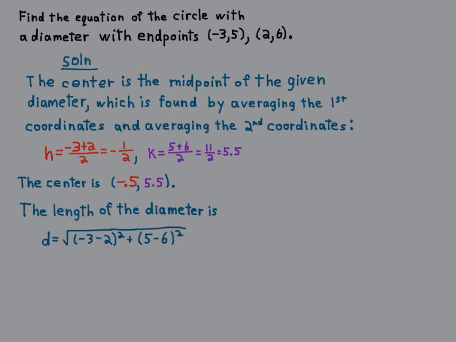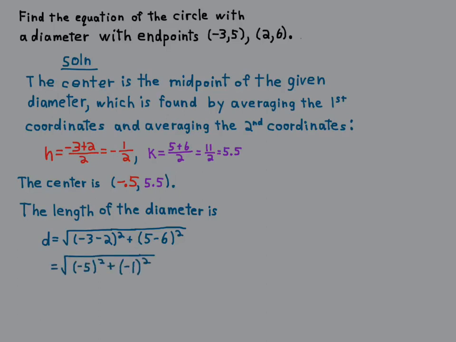D equals square root, and you take the difference, now this is a difference, right? Not a sum. You take the difference in the 2 x coordinates, -3 minus 2, and you square that, and then you take the difference in the 2 y coordinates, 5 minus 6, and you square that, and then you take the square root. This is just the Pythagorean theorem again, except now instead of going from the center to the circumference of the circle, you're going from one point at the end of a diameter to the other point on the end of the diameter. So I'll have to divide my distance by 2 when I'm done.